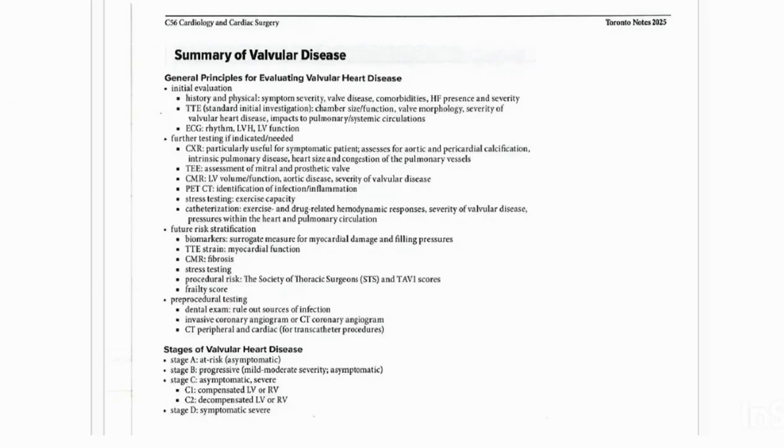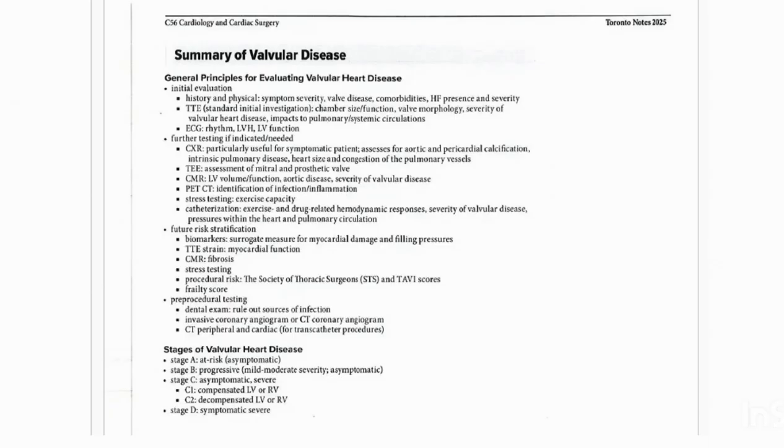Future risk stratification. Beyond diagnosis, clinicians assess the patient's future risk. Cardiac biomarkers such as BNP or NT-proBNP serve as surrogate markers of myocardial stress, myocardial damage, and elevated filling pressure. Myocardial strain analysis using TTE detects subtle ventricular dysfunction before the ejection fraction declines. Cardiac MRI can identify myocardial fibrosis, which is associated with the worst long-term outcomes.